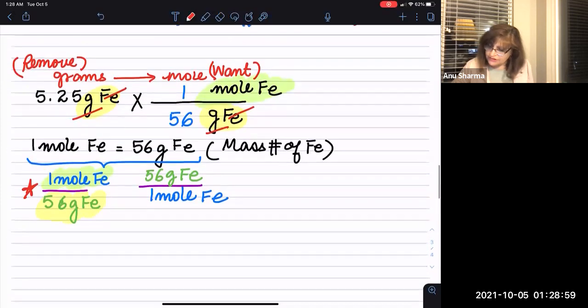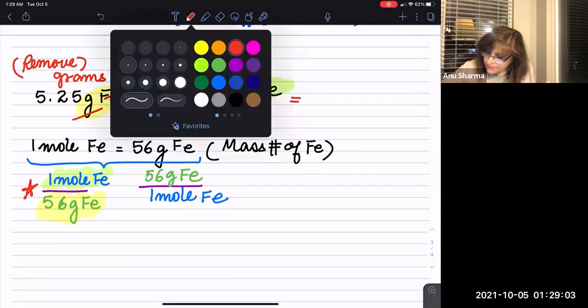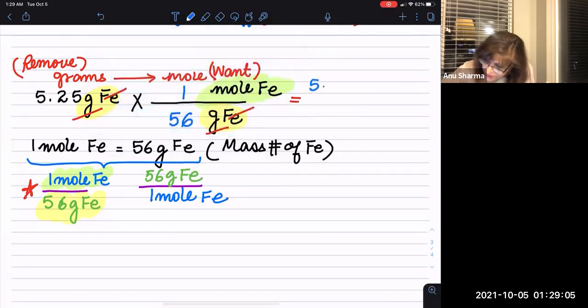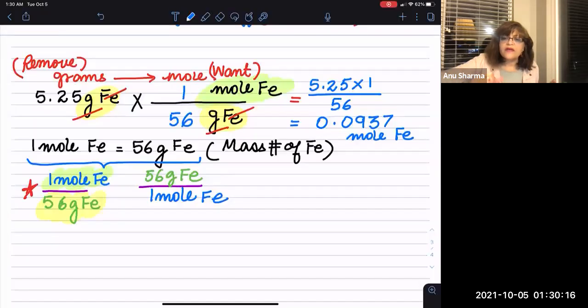The rest of it is just simple math: 5.25 times 1 divided by 56. So what do you get here? After doing this computation, we see that 0.0937 moles of iron are obtained.